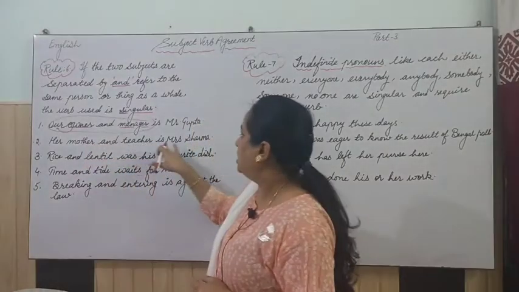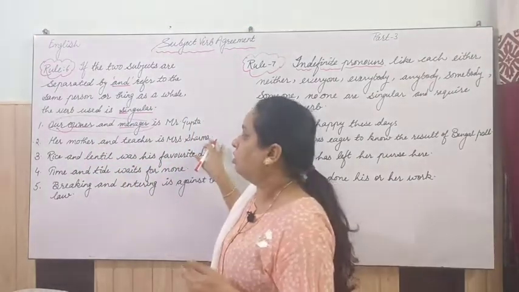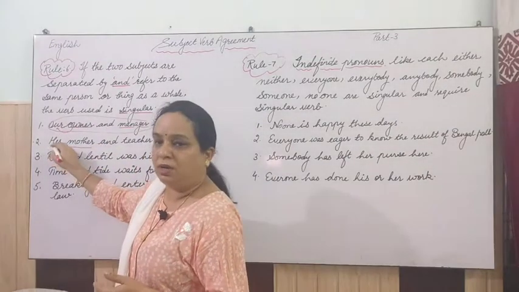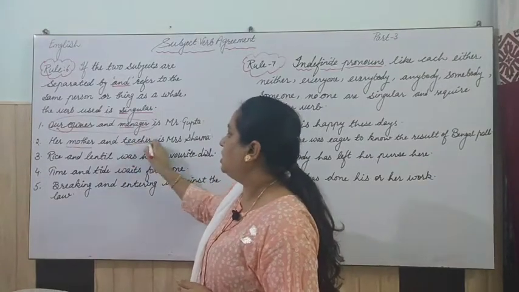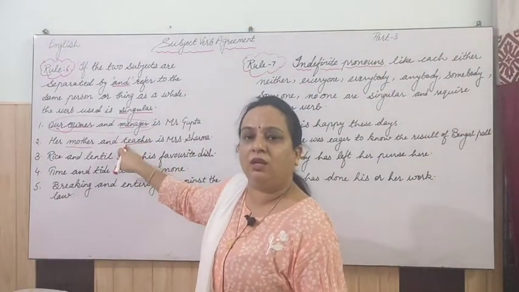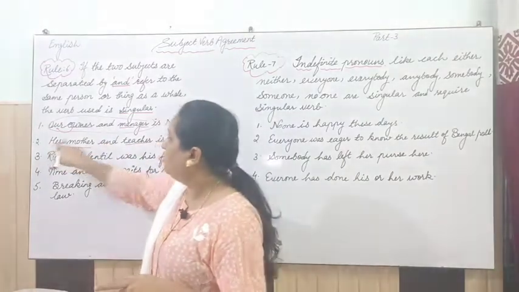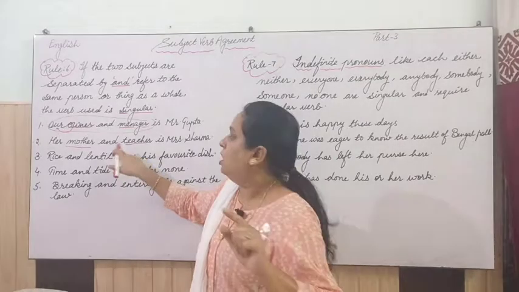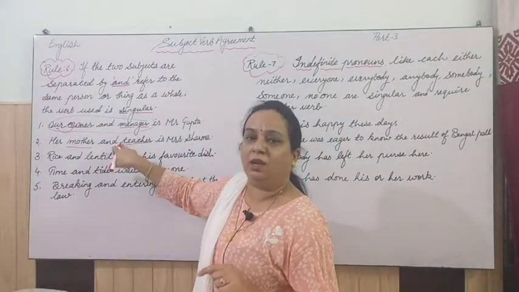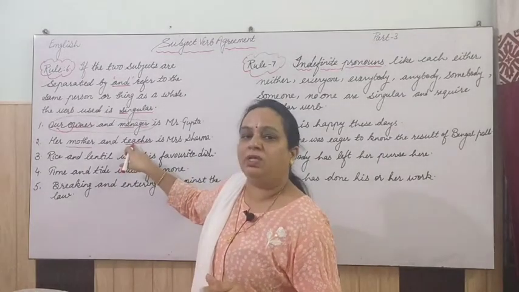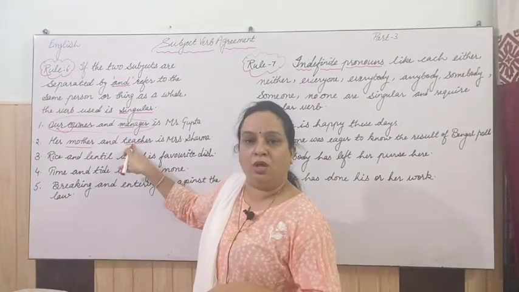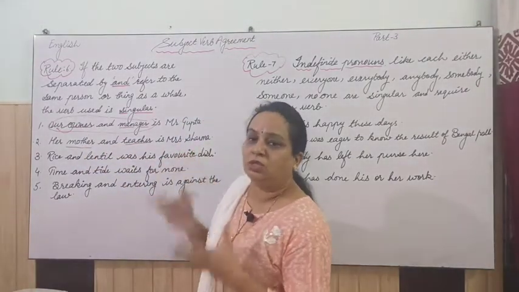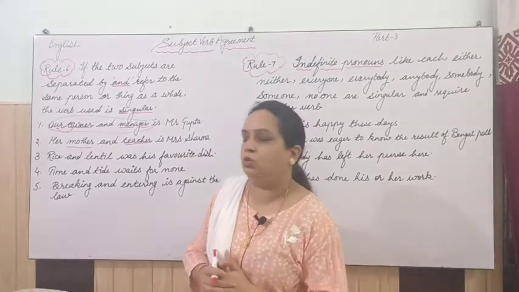Her mother and teacher is Mrs. Sharma. Here mother is one subject, and before that there is a determiner, right? And teacher is the second subject, but it has no determiner. If I add "her mother and her teacher", then two subjects are there, meaning two persons. But here I am not adding any determiner before teacher. So this means her mother is her teacher too. So "her mother and teacher is Mrs. Sharma." This is quite important and quite easy to understand.